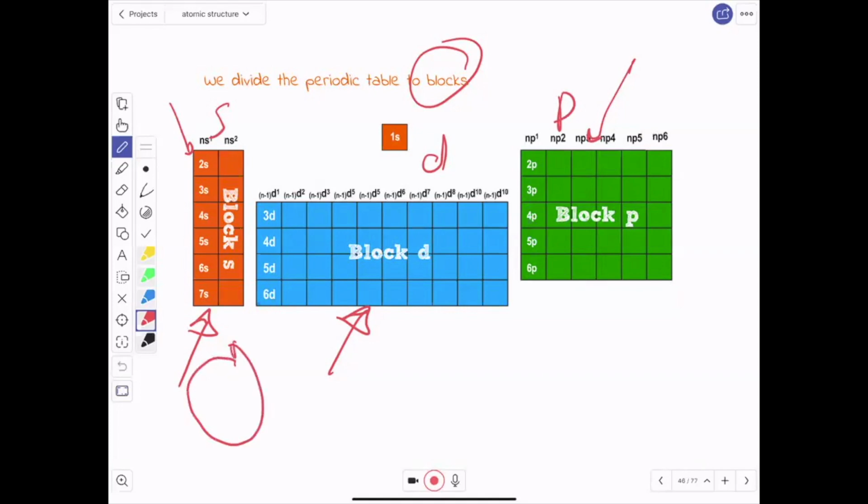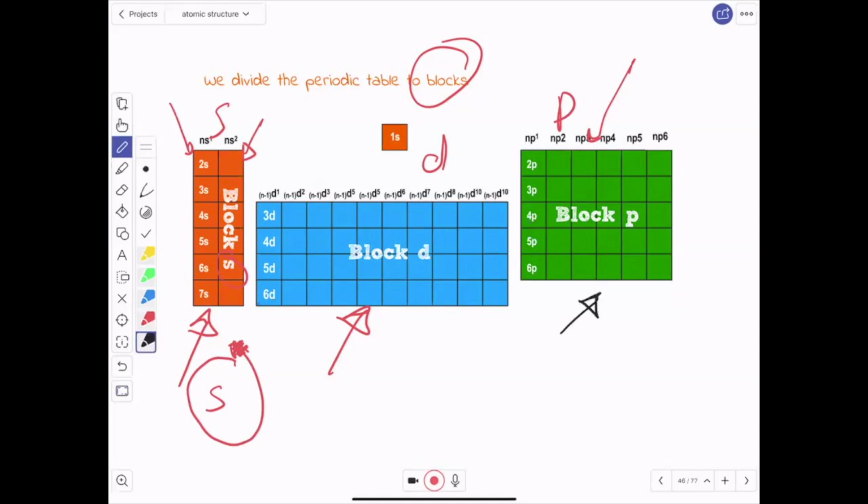So if you are to track an electron running around the atom, and this electron was found among members like sodium, lithium, hydrogen, whatever, the electron will always spin the atom like a sphere. That's where the letter S in block S comes from.